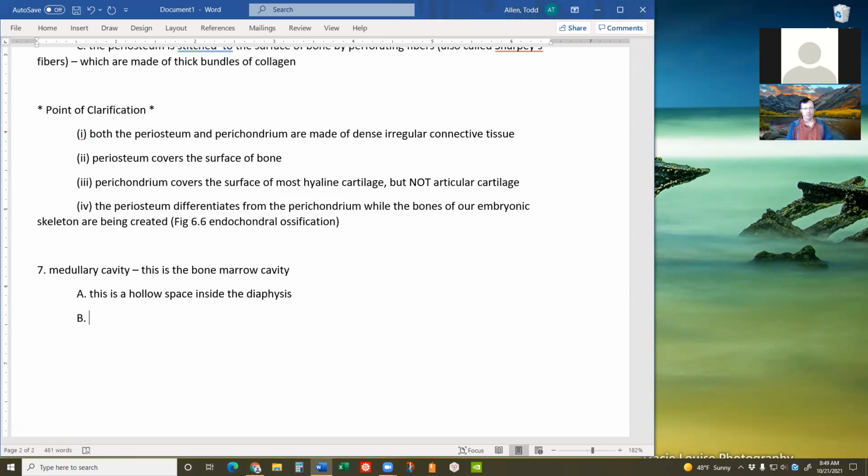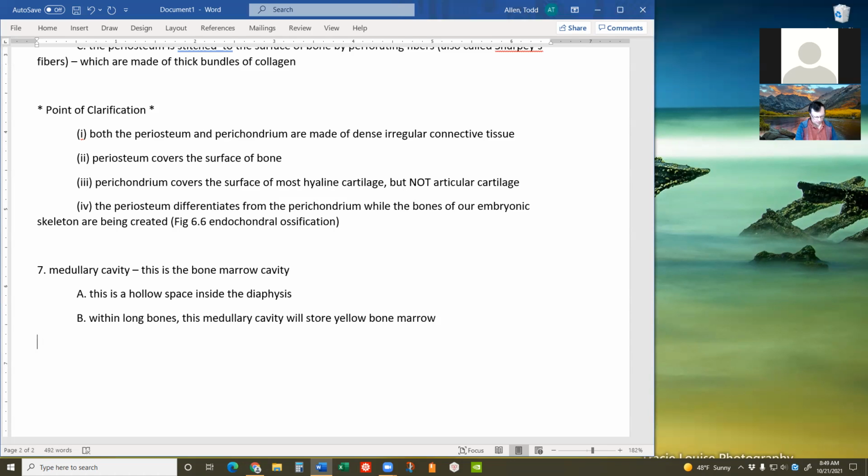Generally speaking, in long bones, you're going to find yellow bone marrow in the medullary cavity. You're not going to find red marrow there. You're going to find yellow marrow. So within long bones, this medullary cavity will store yellow bone marrow.